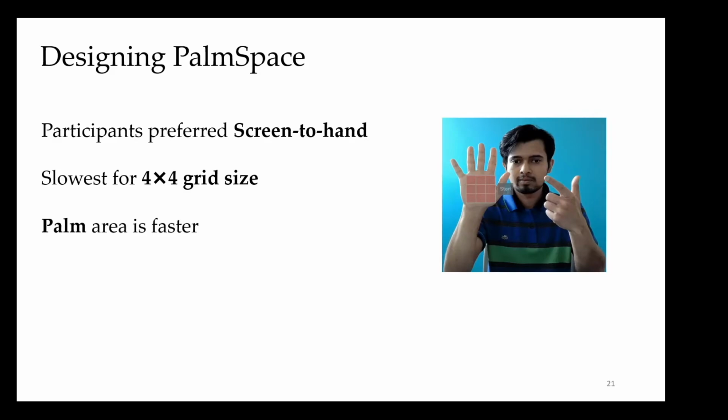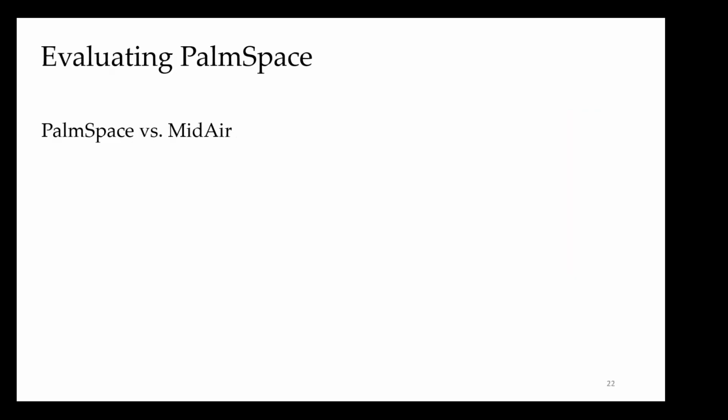And also we observed that the palm area is faster than the finger area. Now, based on these results, we moved forward and conducted another study to explore a set of design factors. And based on all these results, we finally designed our technique, which we called PalmSpace.